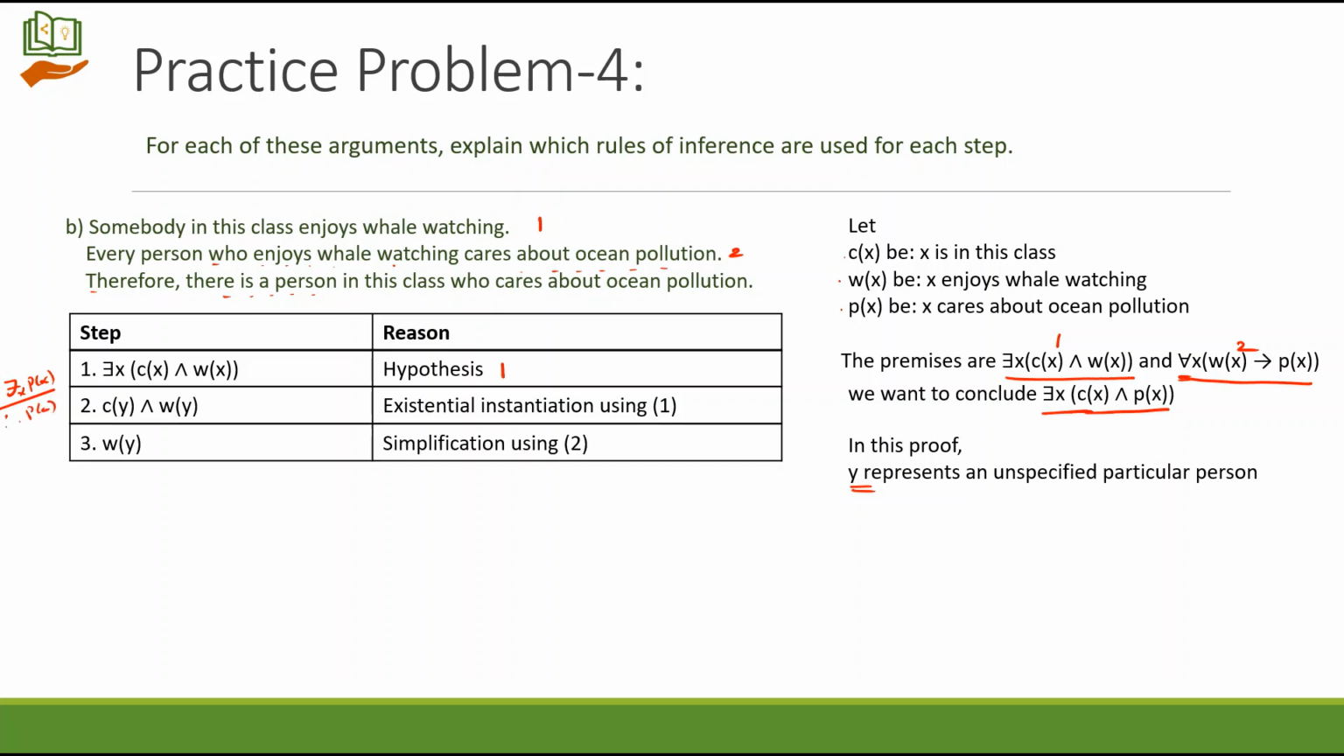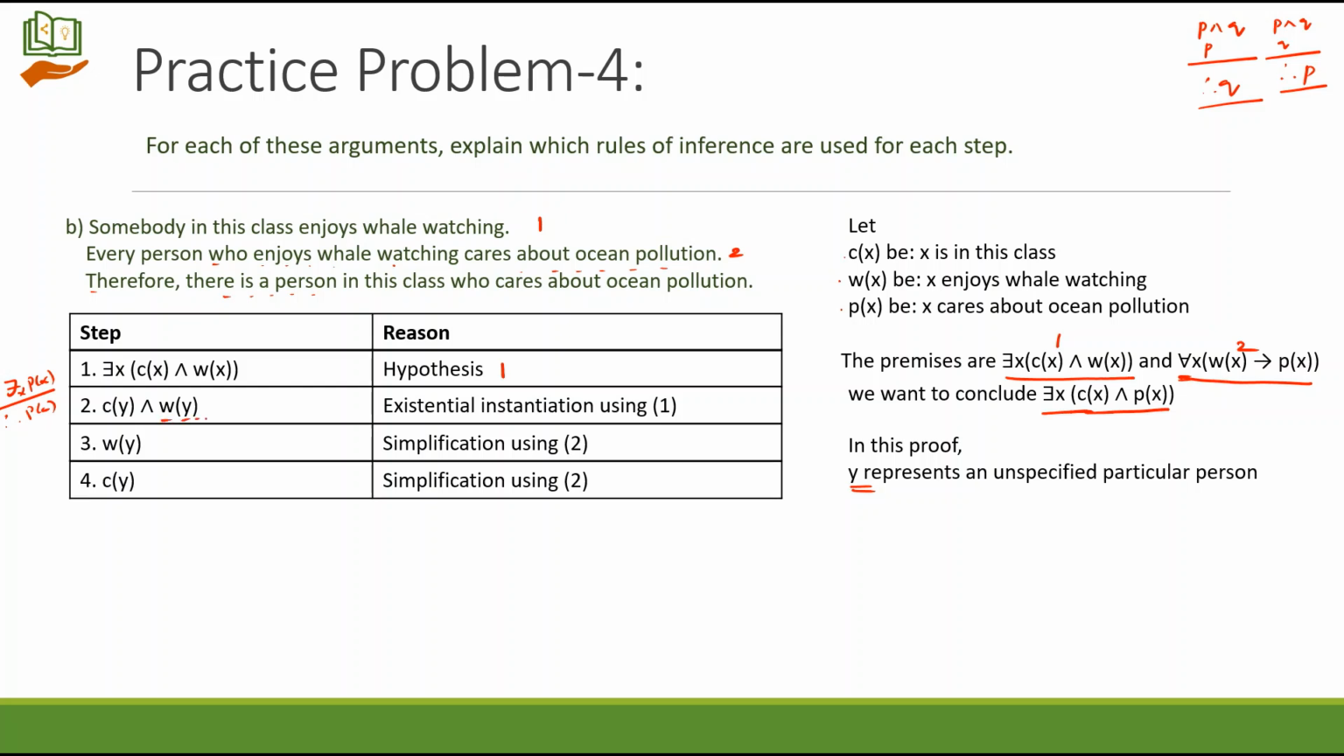From this we will be able to take simplification of one of the propositions. So we have P and Q, therefore Q, or we can have therefore P. In any form you can take. This time they are taking only W of Y. Then again using simplification you derive the other one. So basically they took Q, now they are taking P. Both are using simplification.